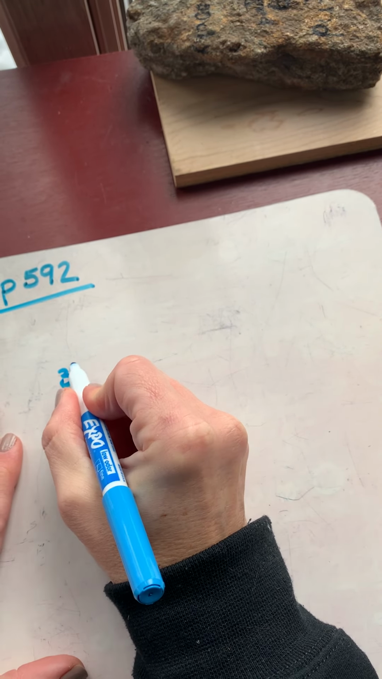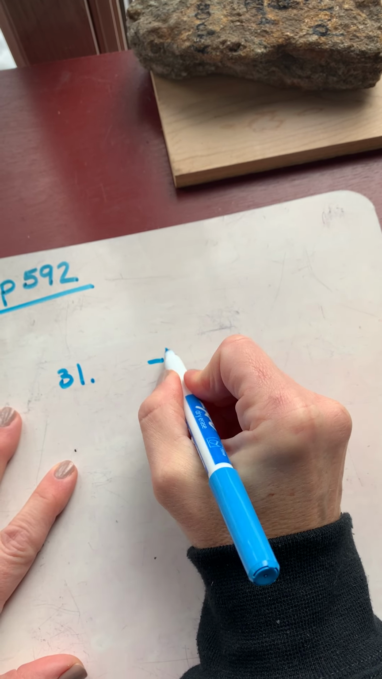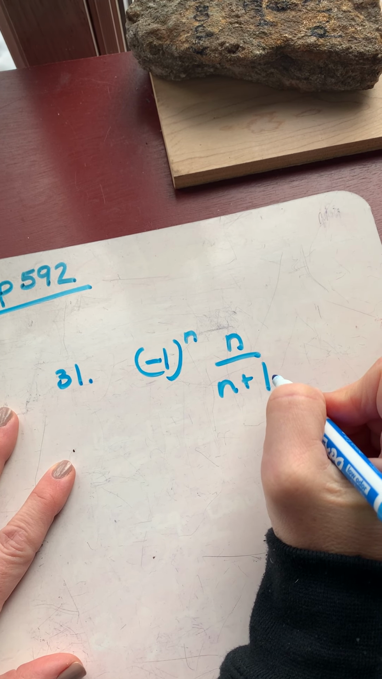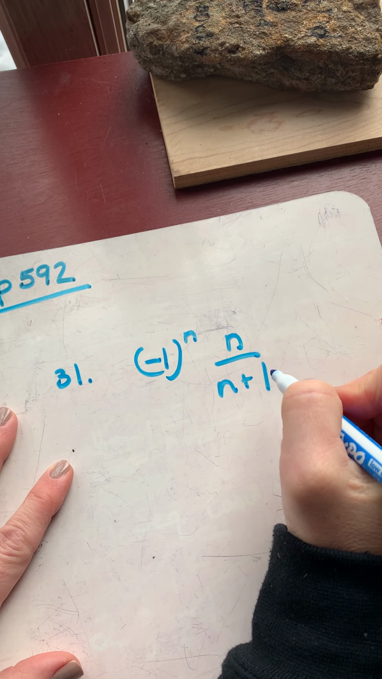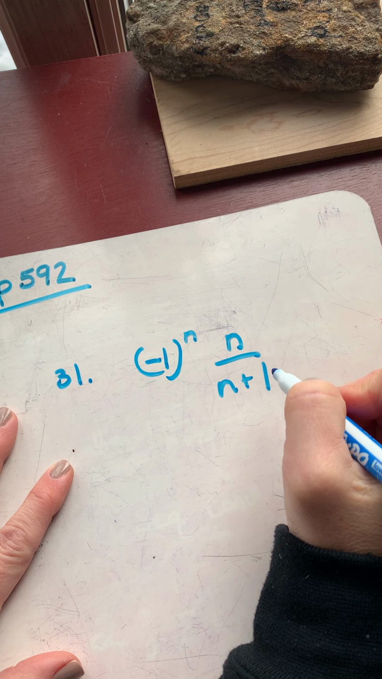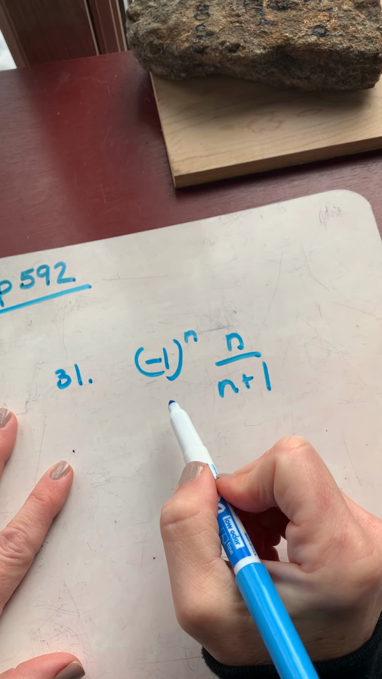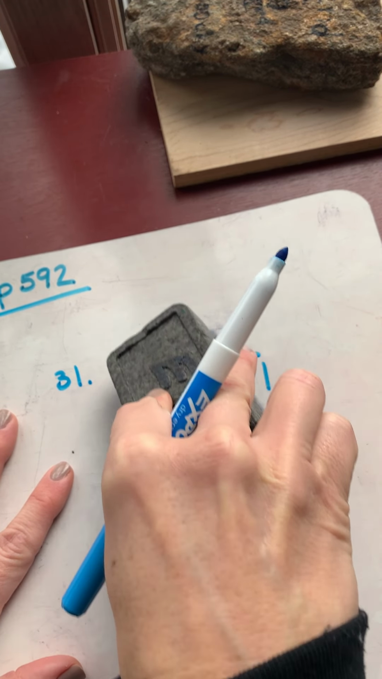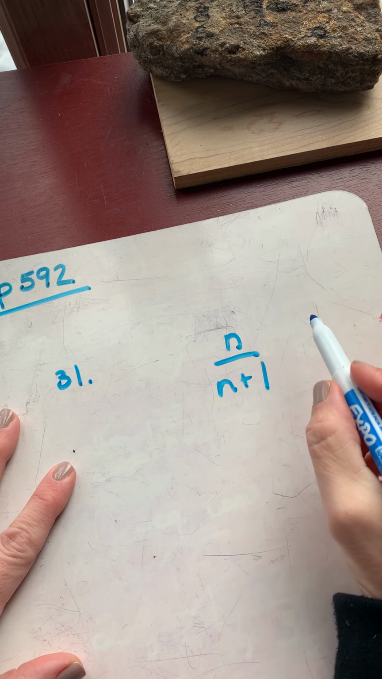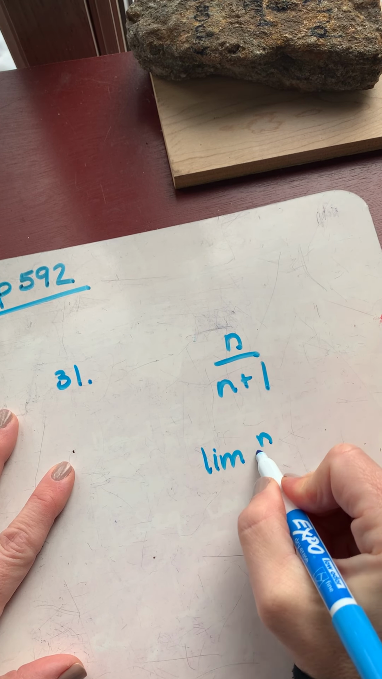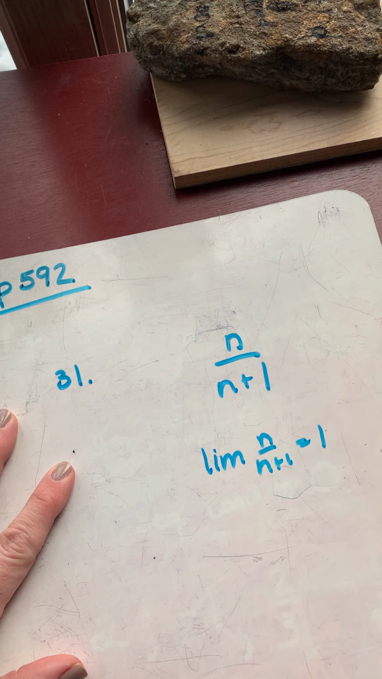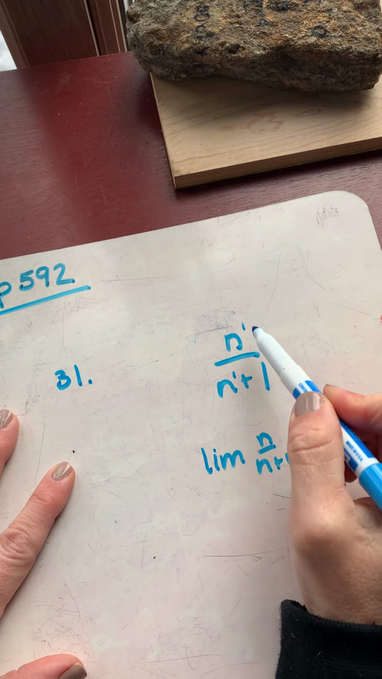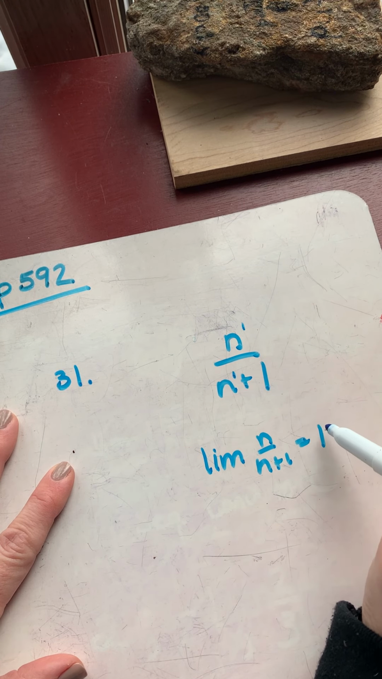31. So now we have -1 to the n over n plus 1. Okay, got it. So this one's a little tricky. Let me just say first, if it didn't have this, then the limit would be 1. Because same degree top and bottom, so when I reduce that, I take the ratio of the coefficients and I get 1.